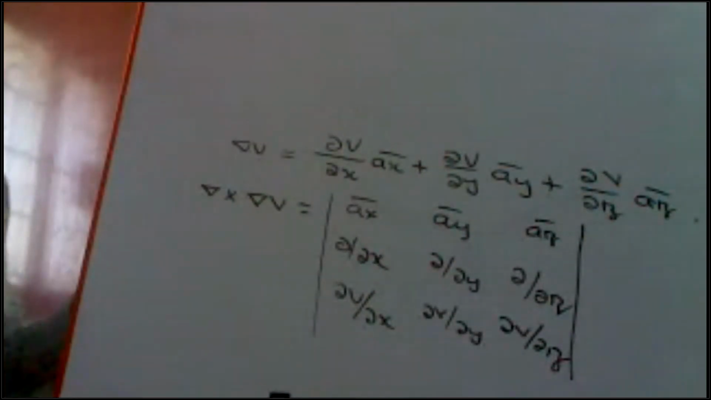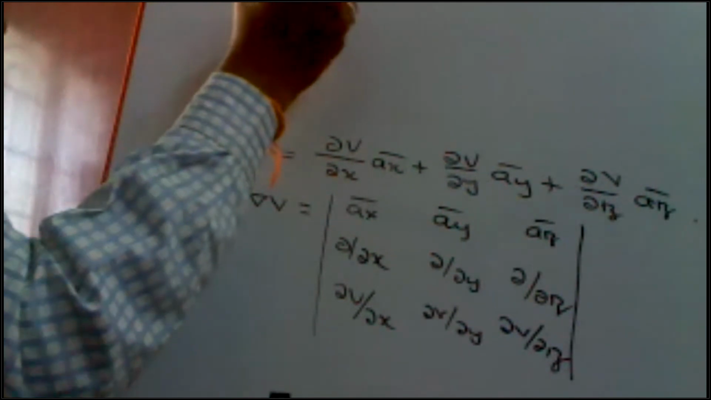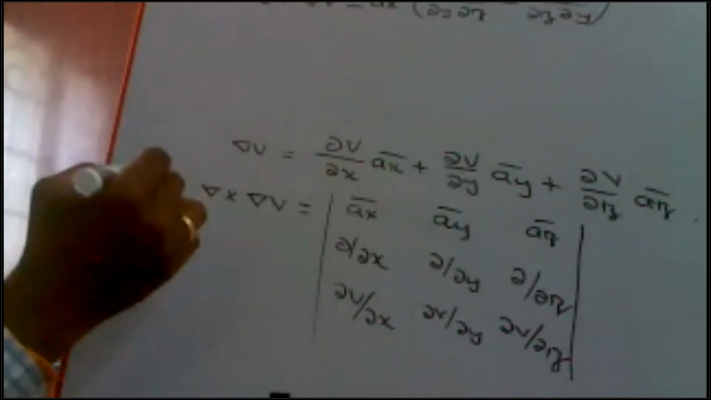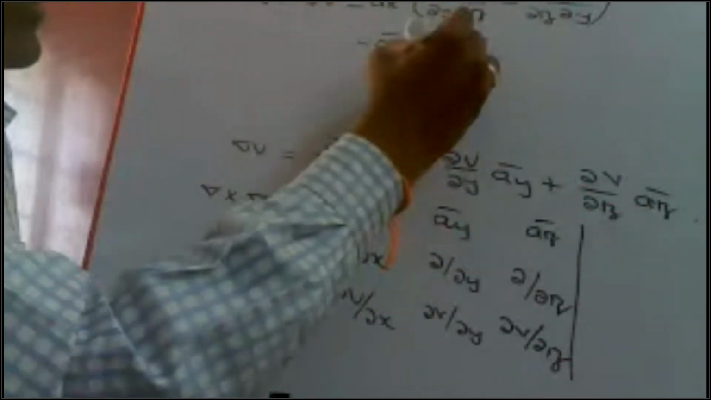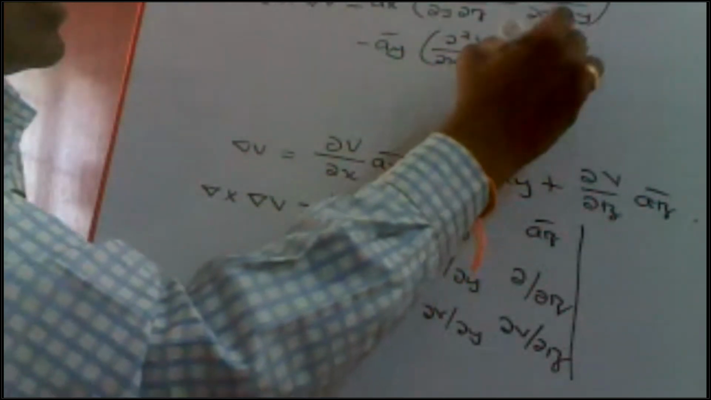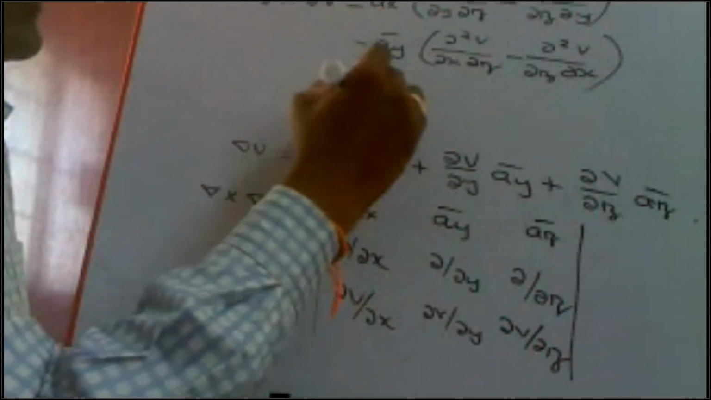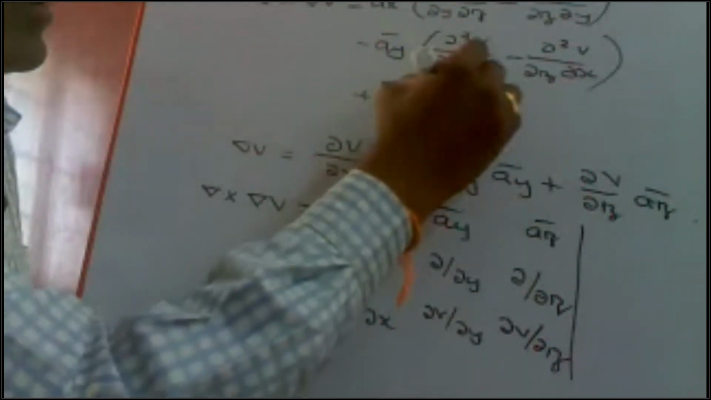So what will be the determinant? Del cross del V equals Ax vector into dou square V by dou y dou z minus dou square V by dou z dou y, first term, minus Ay vector into dou square V by dou x dou z minus dou square V by dou z dou x, plus Az vector into dou square V by dou x dou y minus dou square V by dou y dou x.